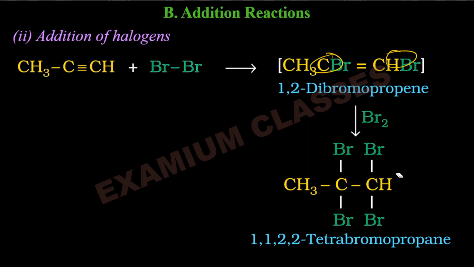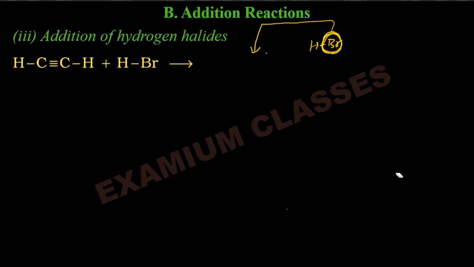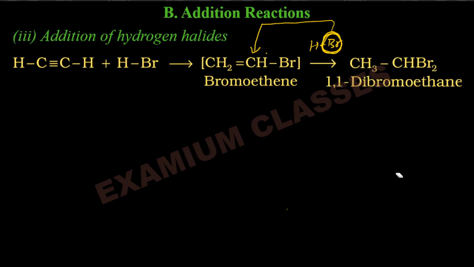Bromine is a symmetrical molecule, but HBr is not a symmetrical molecule. Bromine is the negative part, hydrogen is the positive part. So here Markovnikov addition will take place, and that's the reason you will get gem dihalide. When both the halogens are attached to the same carbon, we call this geminal or gem dihalide.